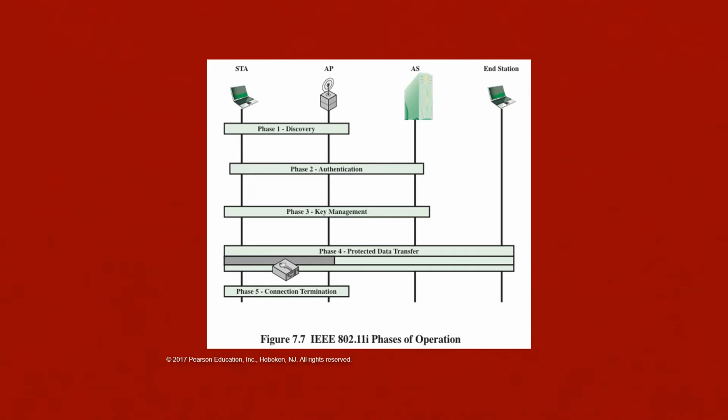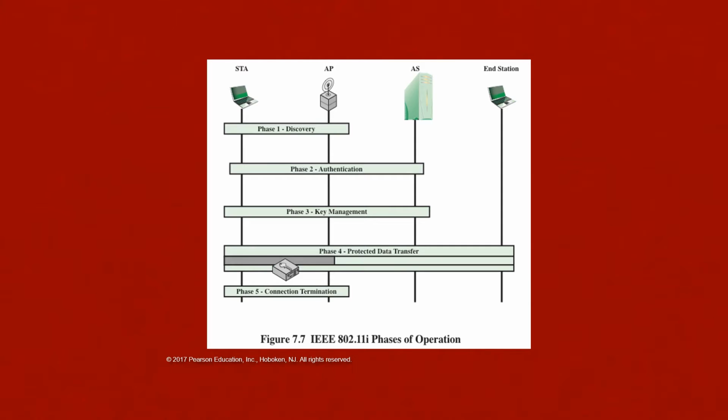Authentication. During this phase, the STA and AS prove their identities to each other. The AP blocks non-authentication traffic between the STA and AS until the authentication transaction is successful. The AP does not participate in the authentication transaction other than forwarding traffic between the STA and AS.